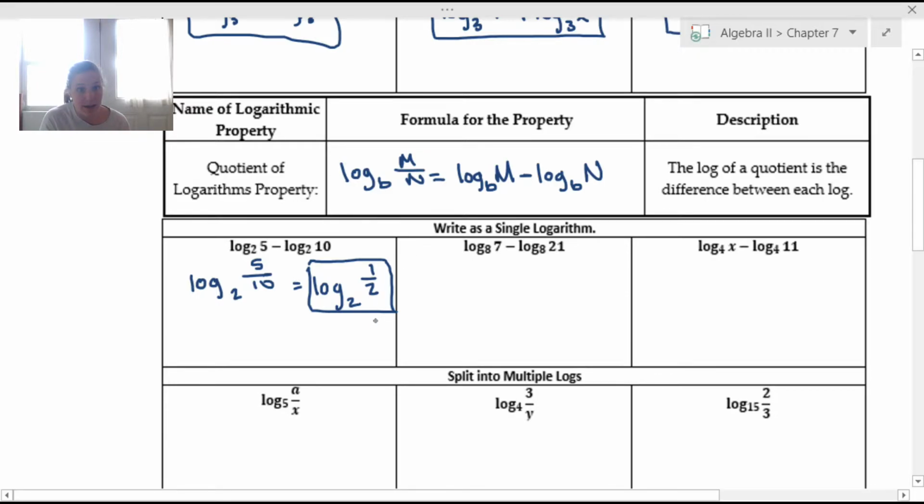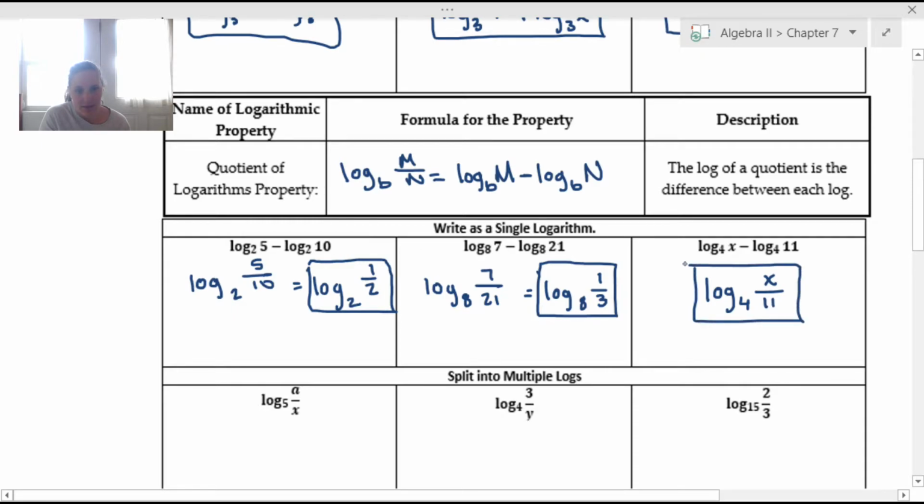All right, I hope you did that. So log base 8 of 7 divided by 21. The 7 divided by 21 can reduce. They're both divisible by 7, so 7 divided by 7 is 1. 21 divided by 7 is 3. So log base 8 of 1/3. And this one's pretty easy because there's an x. We're not going to be able to reduce that fraction, so it's just going to be log base 4 of x divided by 11. That was writing a single log.